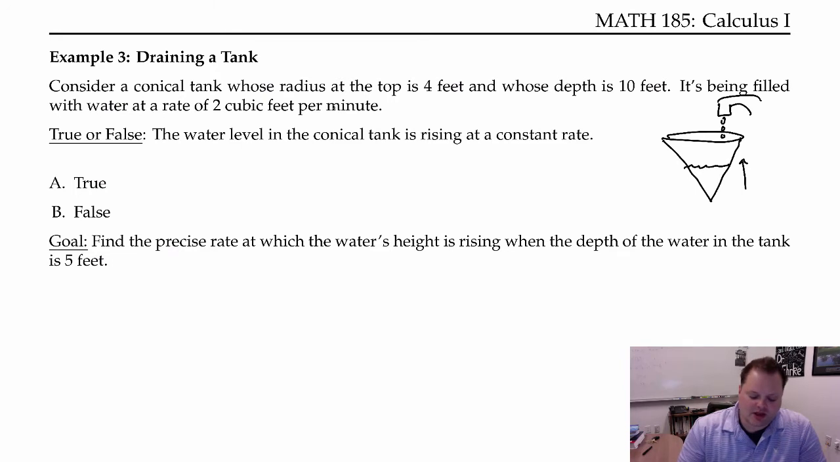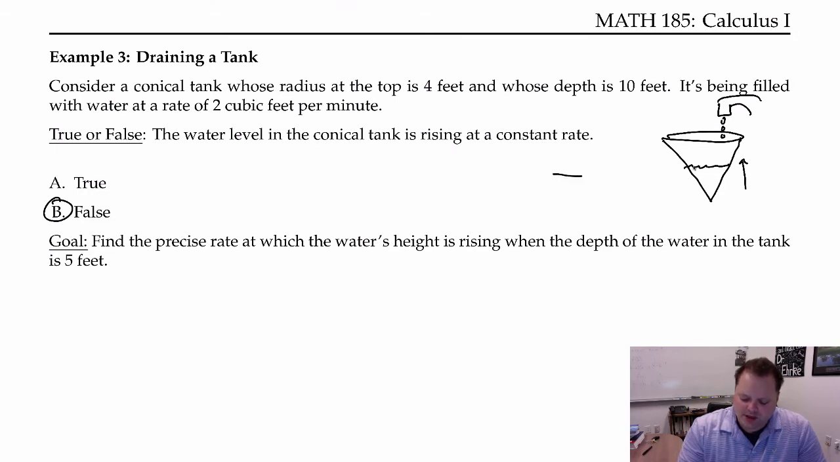All right, if you haven't paused yet, please do so, but the correct answer here is false. The water level in the conical tank is not rising at a constant rate. If you consider it, there's much less volume needed down here, so it's going to rise very quickly at first, and then the height of the water won't rise quite as quickly once you get up toward the top.